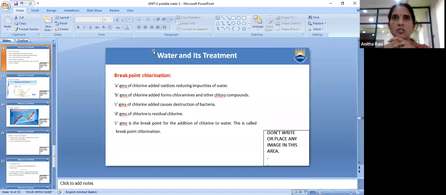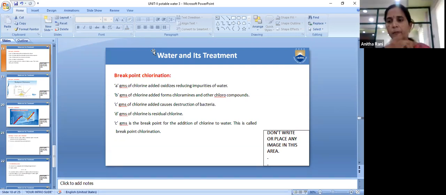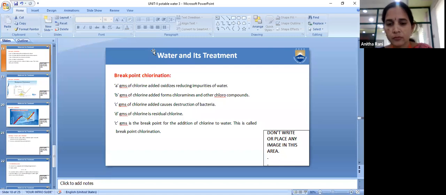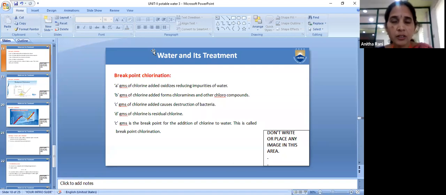So now tell me how many steps are there in potable water? Five. Now what are they? Screening, sedimentation, coagulation, filtration, disinfection. Okay. So in disinfection, what did we discuss?